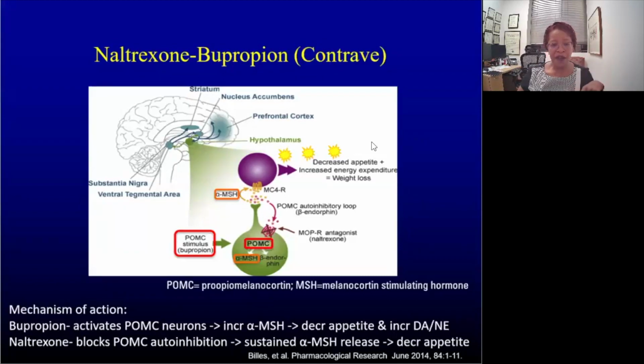But what we know is typically with those nerves, once you have those nerves activated, they inhibit themselves, okay? And say like, that's enough, we've put out enough of the hormone. But they inhibit themselves through this receptor here, which is an opioid receptor. And naltrexone can block opioid receptors. So blocking the inhibition, you have further secretion of the hormone that decreases appetite.